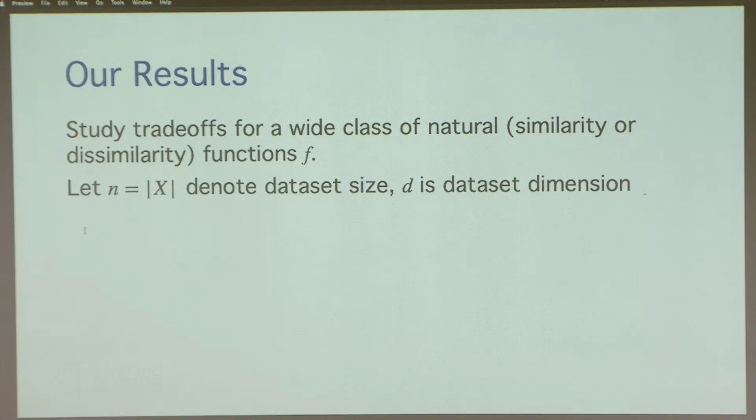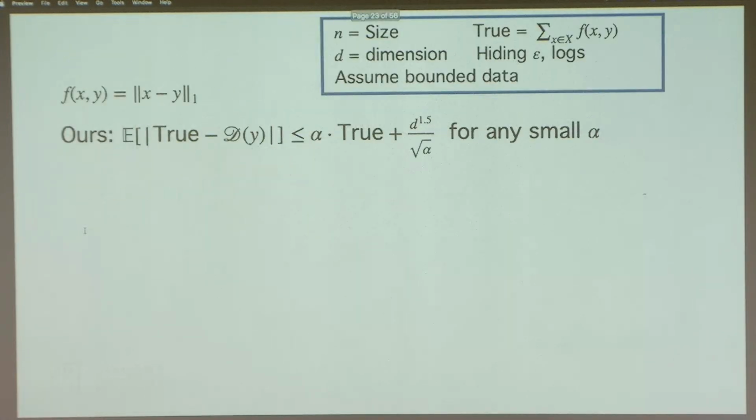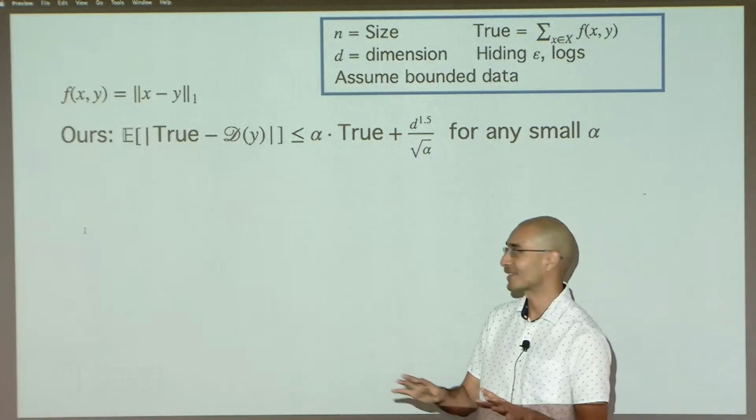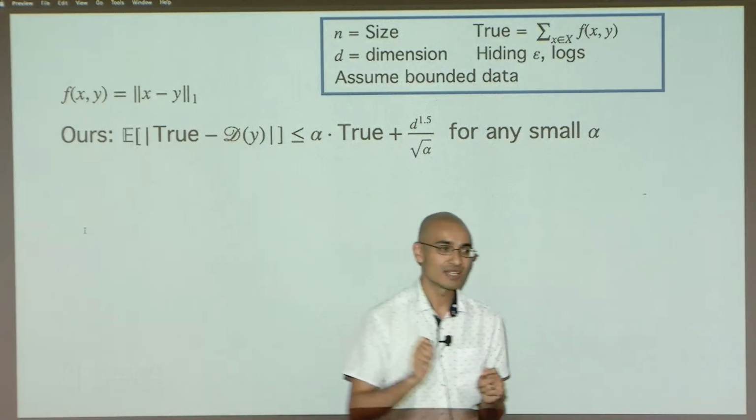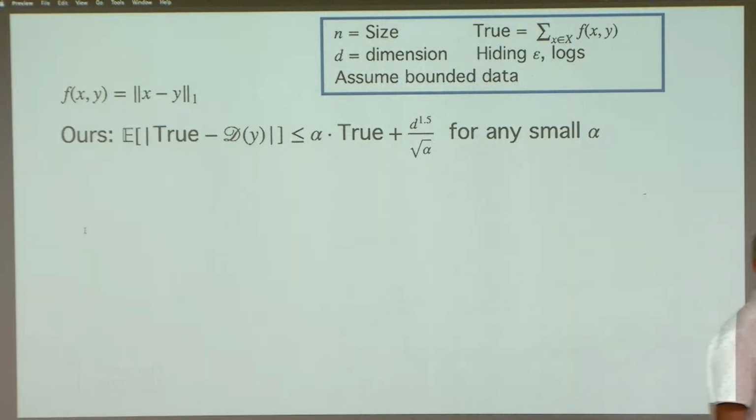This paper studies a wide range of possible functions f that we can use to compute similarities, like Euclidean distance, L1 distance, kernel values, and so on, and the trade-offs between privacy and the accuracy that we have. I'll mostly focus on this very central distance function, the L1 distance. You might think the L2 distance is more natural, but it turns out the L1 distance is more powerful, so it makes sense to study that.